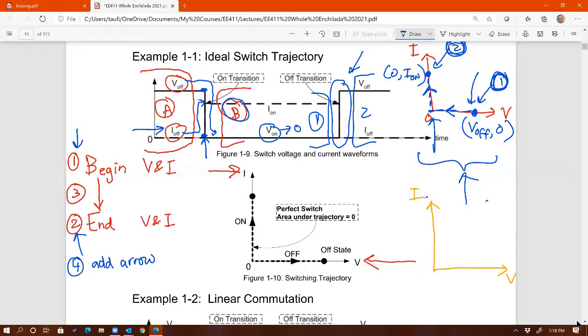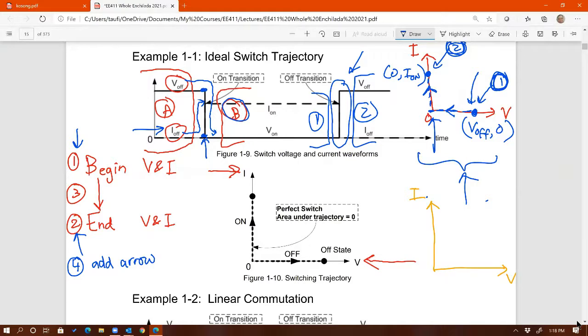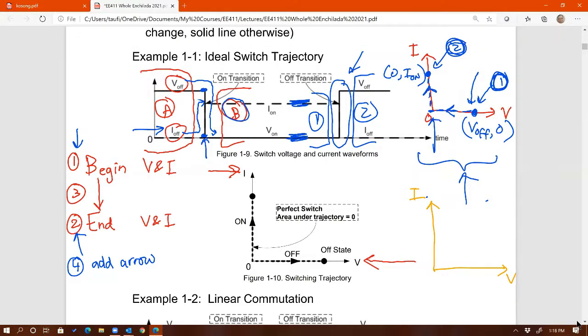So you can see the beginning of the transition, we have I on and 0, right? I on, let me erase this. See, I on is right here, right? And V on is right there, right? So I on and 0 volts. So I know that at the beginning of the transition, we have this point right there. So that's going to be, what is it again? 0, comma, I on. So you can see that that is the same point as this. Right? So the end point of the previous transition now becomes the starting point of the next transition.